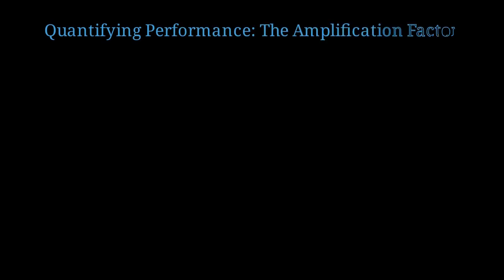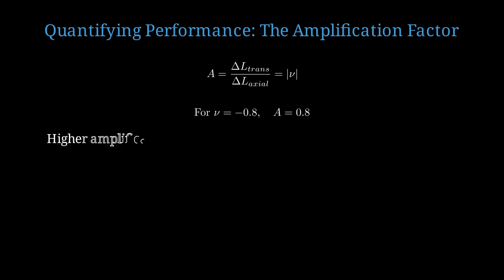Let's define a practical metric for auxetic devices: the amplification factor. The amplification factor A equals the transverse displacement divided by the axial displacement, which equals the absolute value of Poisson's ratio. For our device with nu equals negative 0.8, the amplification factor is 0.8. This means that for every unit of compression, you get 0.8 units of lateral expansion. Higher amplification means more sensitive devices. You're converting a small input displacement into a larger output that's easier to measure.